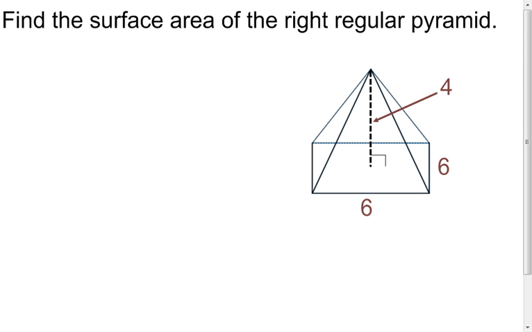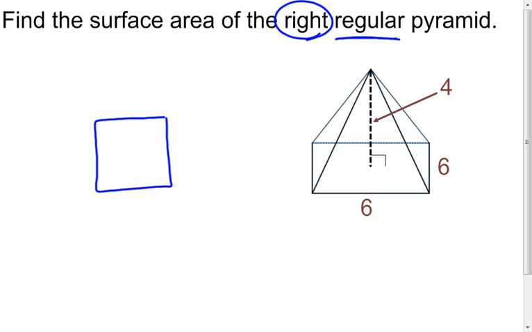Now I look at this one and it wants the surface area of a right regular pyramid. Now this is an important word in here. So is this. But the regular tells me that the base is a regular polygon. Therefore, if it's regular and it's a quadrilateral, it has to be a square. So I know we have a square base.